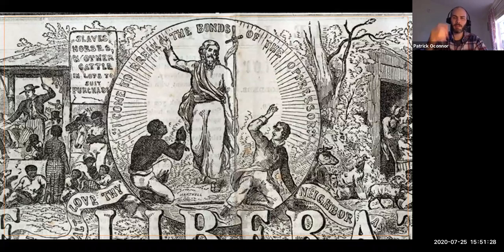Most issues of the Liberator are available online. You can flip through it very easily in databases that I think are a little bit easier to use, in fact, than say Freedom on the Move. So you can browse through and see what folks were saying in the Liberator. You can see who was advertising in the Liberator, which is always interesting.